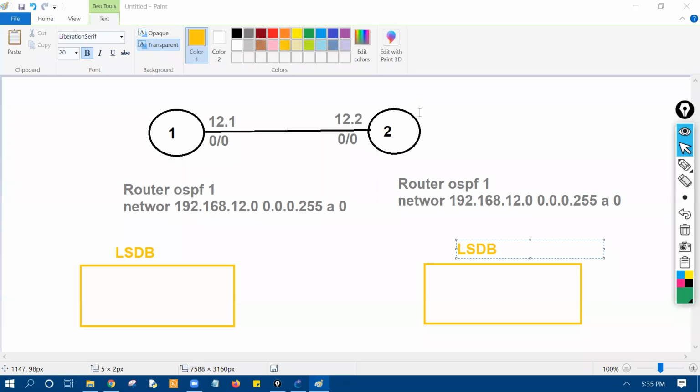Good evening, guys. In the last section, we discussed the states of OSPF: down state, attempt state, init state, two-way, exstart, exchange, loading, and full. After that, we saw how many types of packets we have. Basically, we have 5 types of packets. So we have a hello packet.